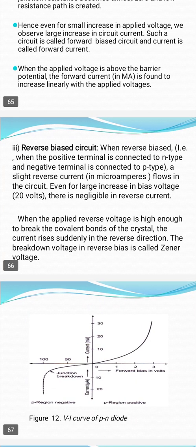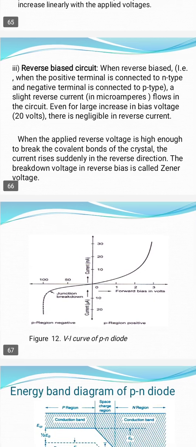In case of reverse bias, the barrier width is high. That's why we need to apply more voltage, which may even be 20 volts sometimes. For this also, the current flowing in the substance is very small, on the order of microamperes.